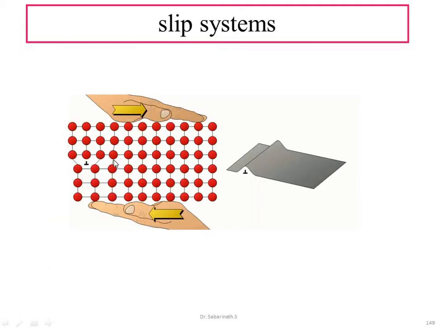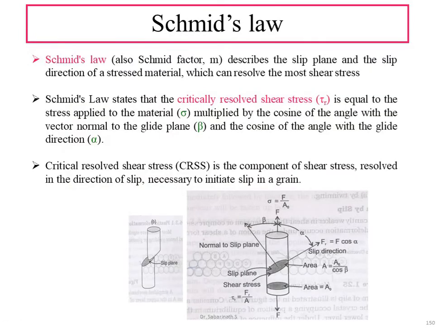So in general, slip systems look like this. When a shear force is applied, it will move, and it has a wave-like nature like this. It will move until it reaches the end, creating a slip step or a slip band. Now let us see an important law which is related to this slip. It is known as Schmid's law.